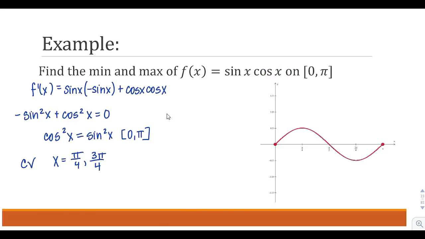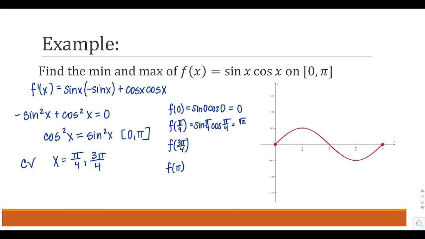So we are going to go ahead and evaluate f of 0, f of pi over 4, f of 3 pi over 4, and f of pi. And again, into the original function. So we have sine 0, cosine 0. Well, that just yields 0. If we substitute in pi over 4, we get sine of pi over 4, cosine of pi over 4. Each of those are square root of 2 over 2 and square root of 2 over 2, which is 2 over 4, or 1/2.